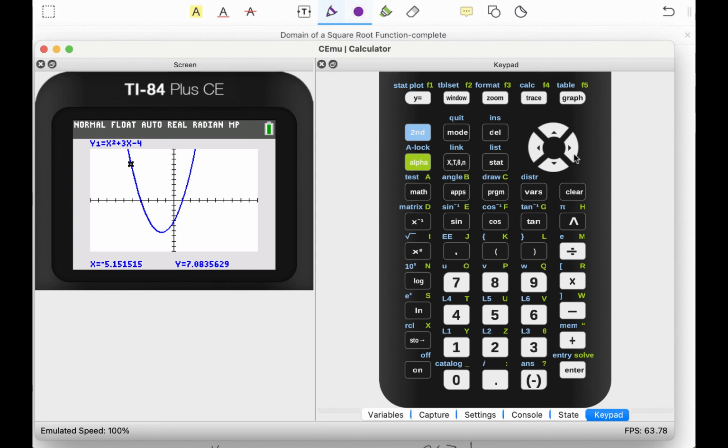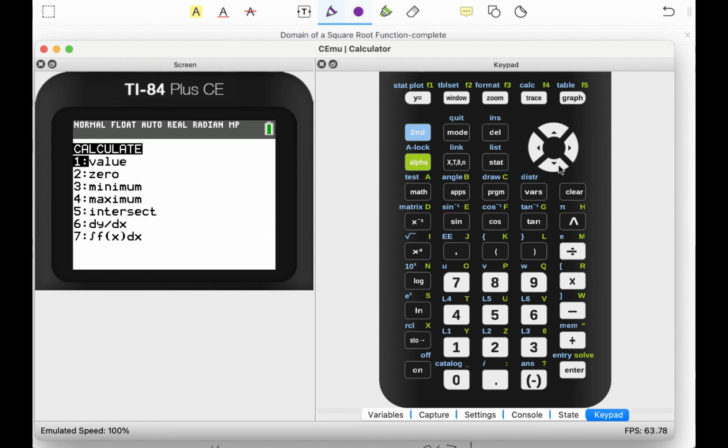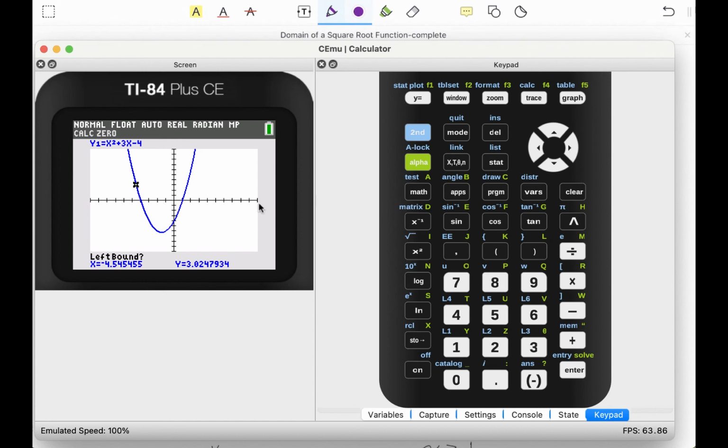If the zeros aren't exactly integers, you can use the calc menu, so second, trace, and choose the second option, zero. You then go to the left of where it intersects the x-axis, press enter. Go to the right of where it intersects the x-axis, then press enter. Press enter one more time, and it gives you the x value at where it's 0.